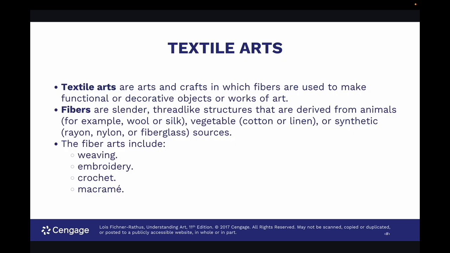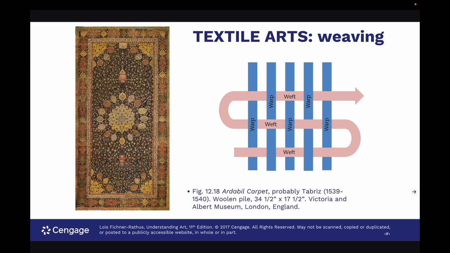Okay, let's move on and talk about textile arts. Textile arts are arts and crafts in which fibers are used to make functional and decorative objects or works of art. Fibers are slender thread-like structures that are derived from animals, for example, wool or silk, vegetable, cotton or linen, or synthetic, rayon, nylon, fiberglass sources. Fiber arts include weaving, embroidery, crochet, macrame. We'll look at some examples.